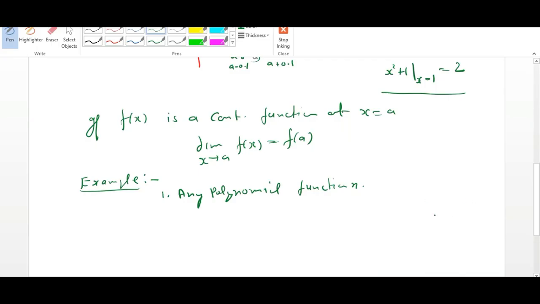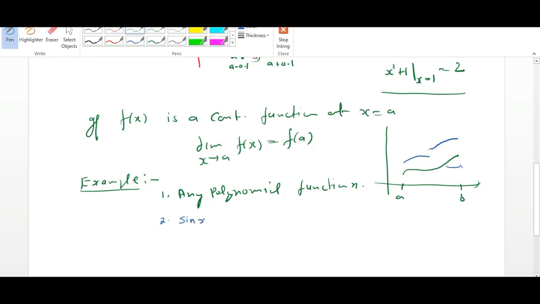Let us suppose we have a continuous function from A to B, it means the curve will be smooth between A and B. It cannot happen that the curve is like this, it cannot be broken. Such types of curves are named continuous functions. So the first example is that any polynomial function is a continuous function.